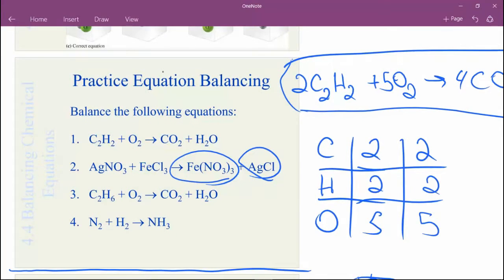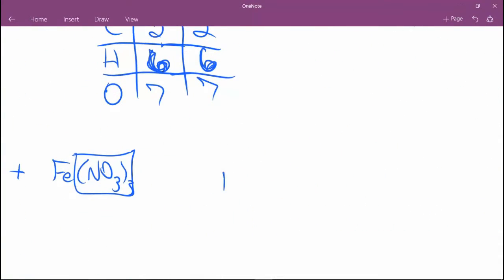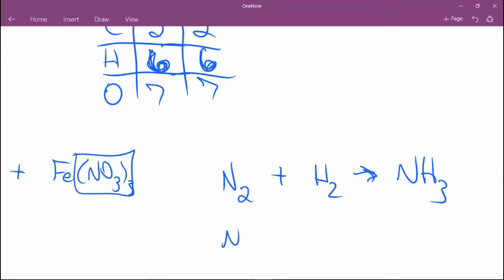All right, the last one, N2 plus H2 gives you NH3. So we have N2 plus H2 produces NH3. N and H are the elements involved here. Okay. 2 and 2, 1 and 3.